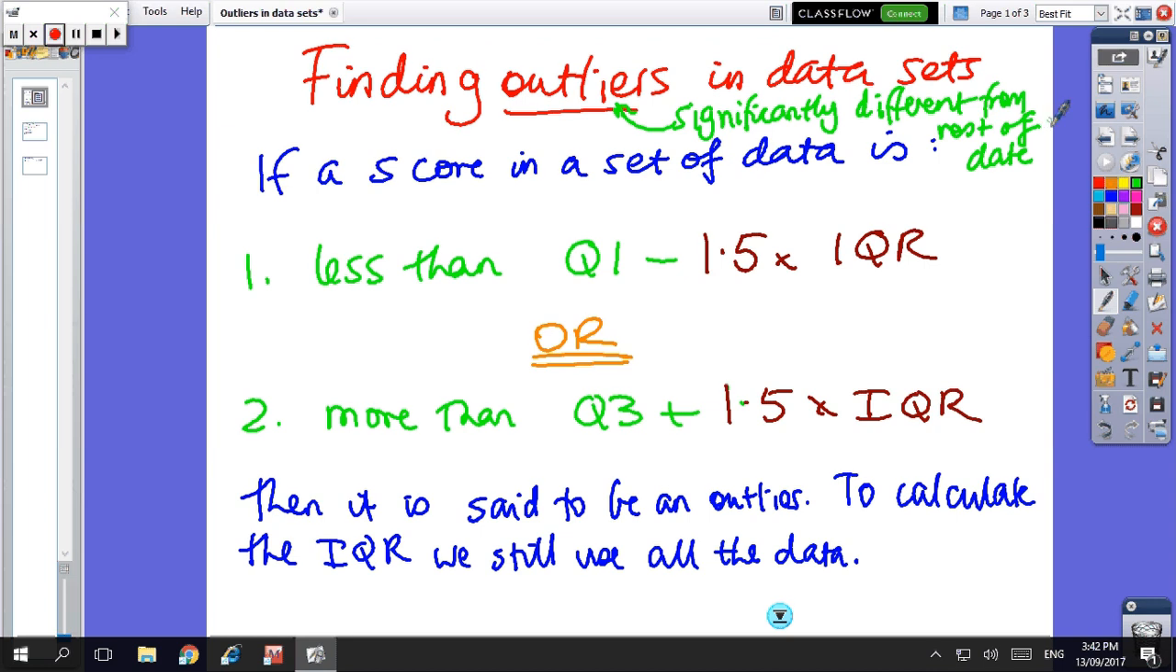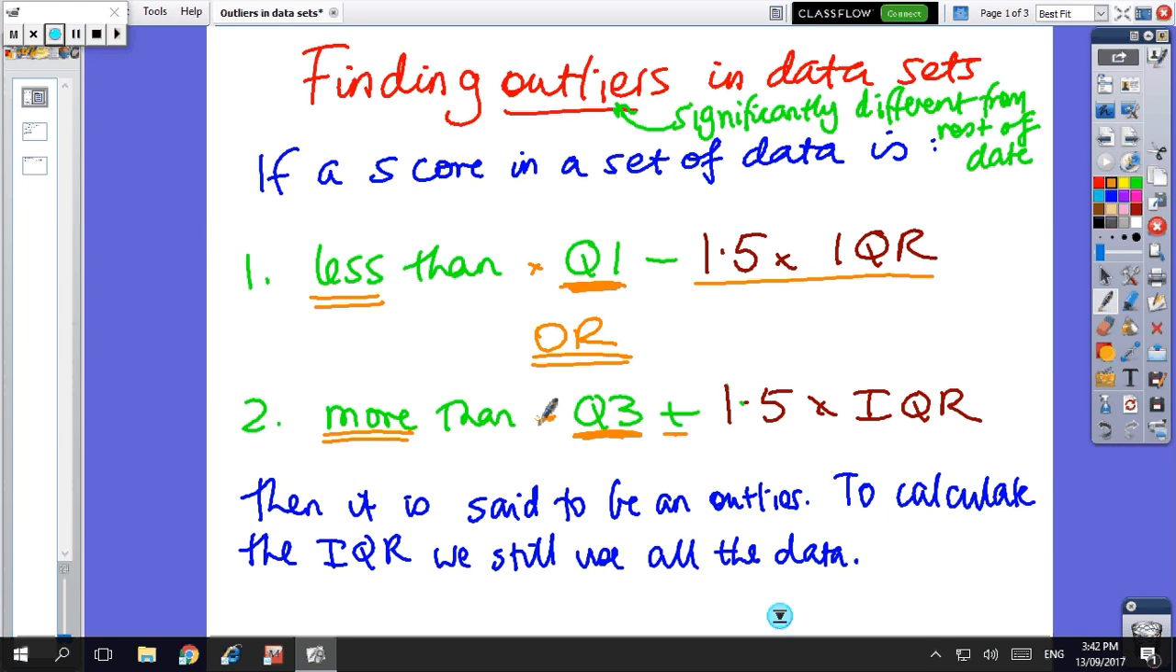The calculation that is in the books is that if a score is less than Q1, the bottom quartile, minus 1.5 times the IQR, that'll give us a number, and we look for anything that's less than that. And we can have an outlier at the top end if we've got more than the top quartile plus 1.5 times IQR.